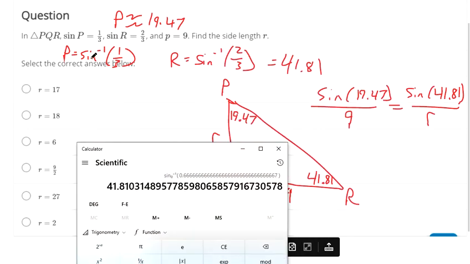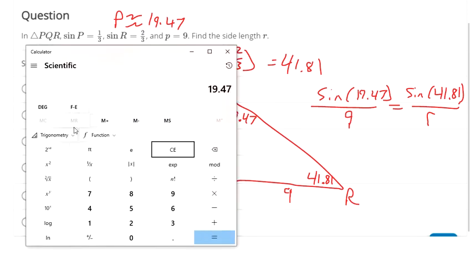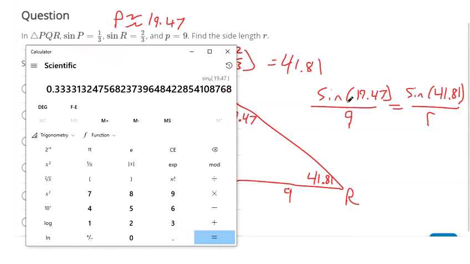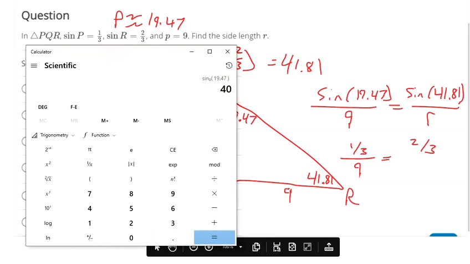Actually, I guess we didn't really need to know the exact angles, because sine of p was, yeah, I think we did here, 19.47. Yeah, so that's just 1/3 up here. Sine of angle p. This is angle p. That's 1/3. And then this was sine of angle r. That was 2 over 3. You could punch that in your calculator. If you do 41.81 and then use sine again, you're going to see it gives you that fraction that we had.